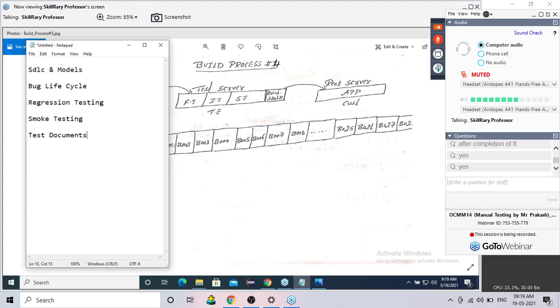So, summary is, now I want to start a topic called test documents. First, I'll start this test document. Then we will go for smoke testing, then bug life cycle, regression, all those things, once this is completed, so that it's easy for us to understand this topic also. To begin, don't read anything. Finally, we'll talk about questions also.